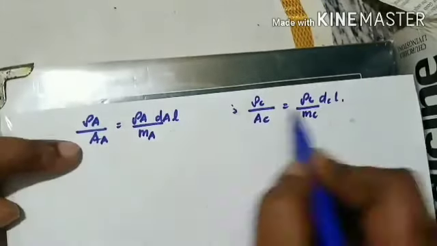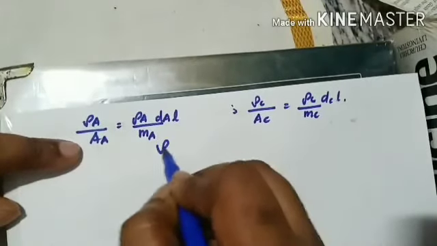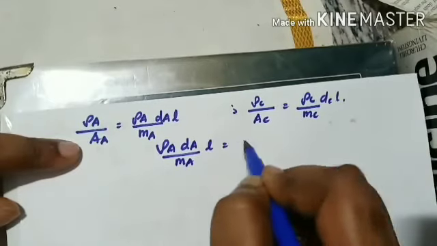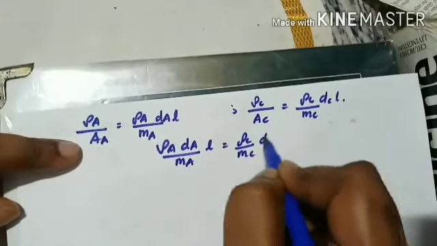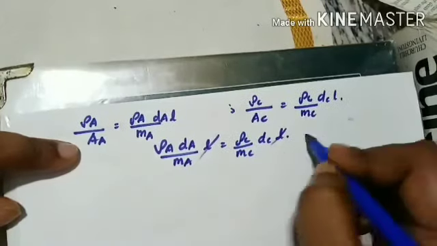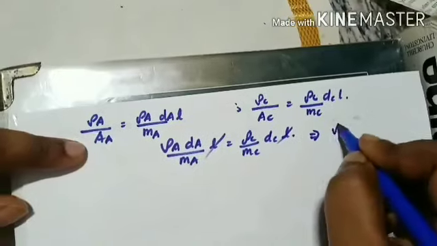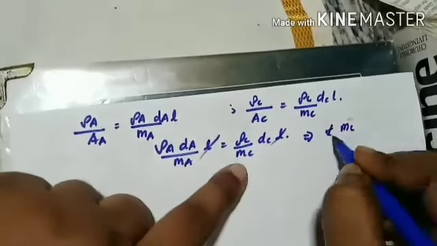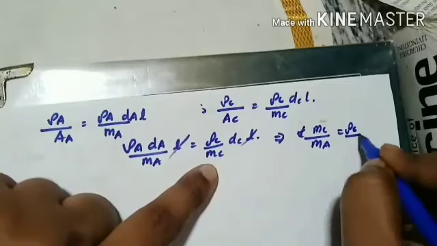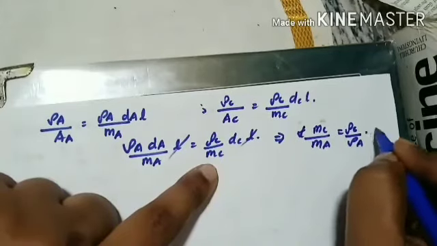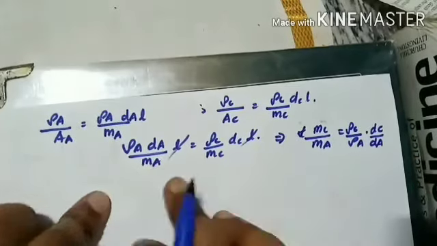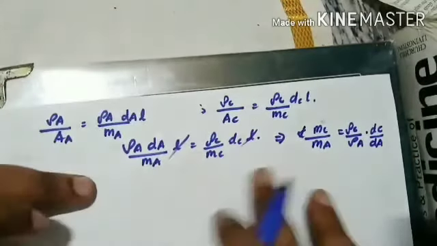Now it is given that these two parts are equal in the first equation, that is rho A by AA is equal to rho C by AC. So I will equate these two sections also, rho C by MC, DC by L. I can cut off L, right? Then I can write rho A by rho C in terms of MA and MC. So MC by MA is equal to rho C by rho A into DC by DA. I just rearranged the equation, guys.